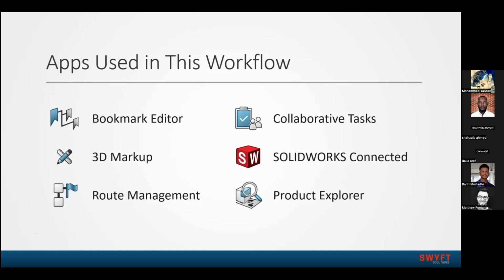3D markup was used to give that contextual feedback back with the actual model in view. SolidWorks Connected was used to make the updates to the actual model itself. Route management was used to set up the series of tasks that were automatically transferred from one to another. And then Product Explorer was used to analyze the 3D view next to the actual product structure that is as is in SolidWorks.